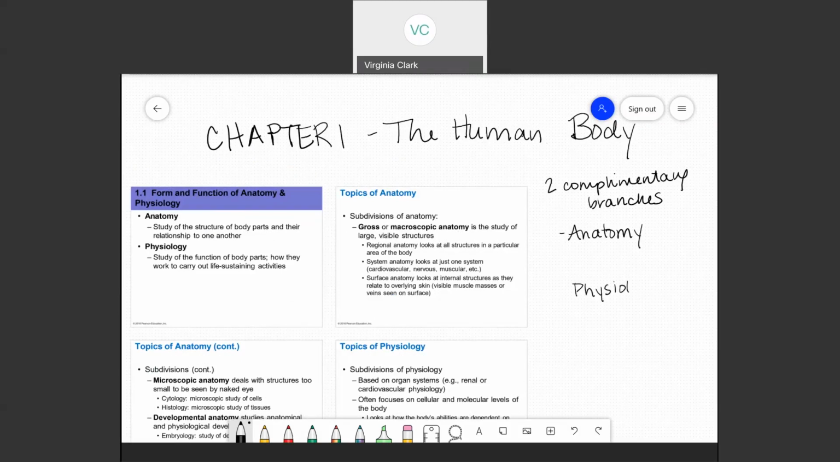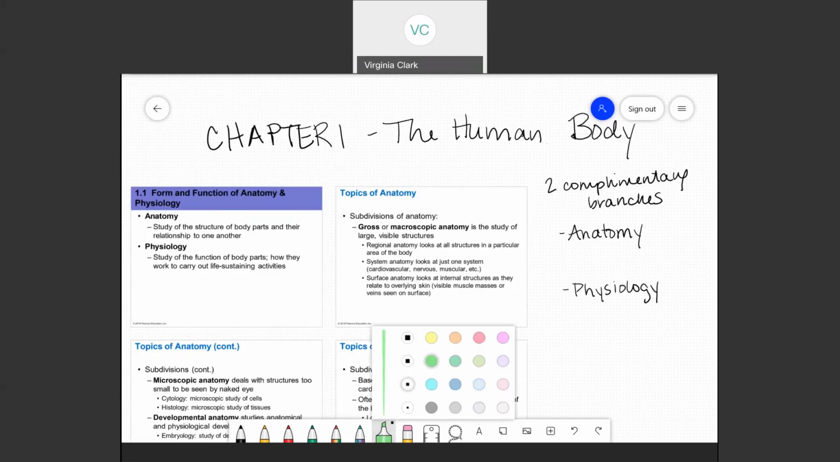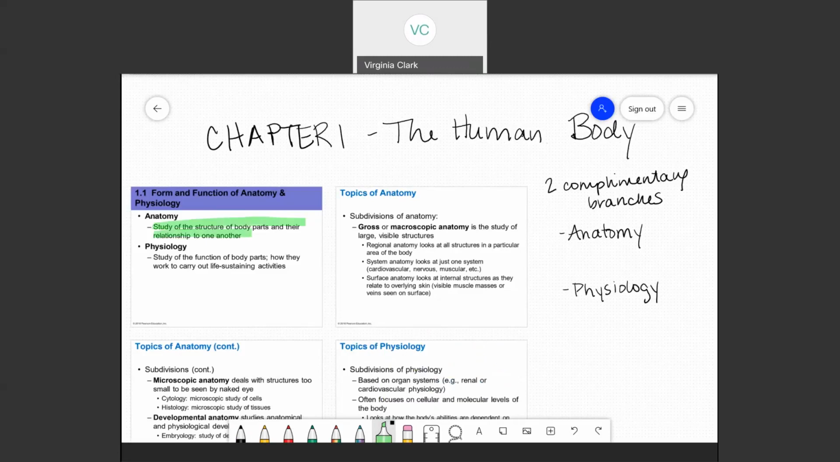So yes, this is human anatomy and physiology, but it's also named that because these two complementary branches work side by side. When we're talking about anatomy, it is going to be the structure of the parts of the body and their relationship to one another. So on the anatomy side of this course, this is going to be the concrete part. This is what you are able to see and feel. The anatomy is the physical.